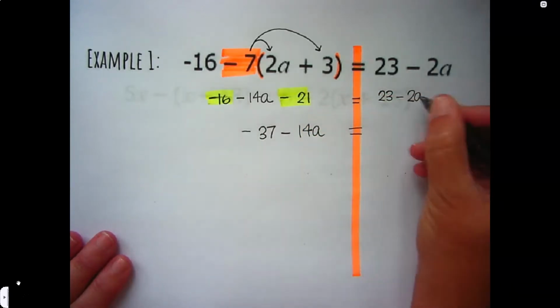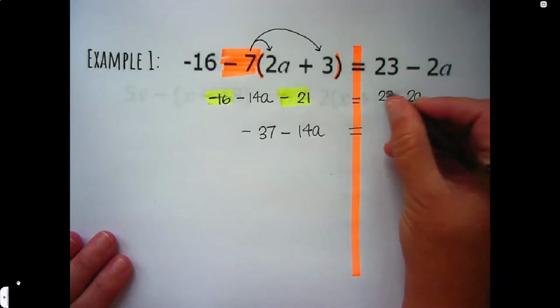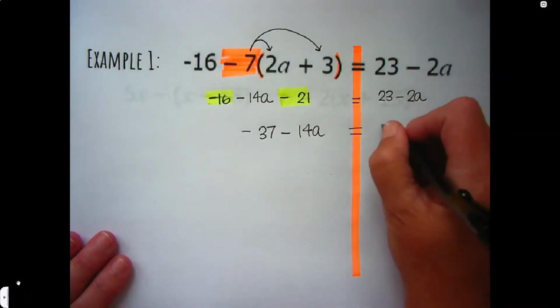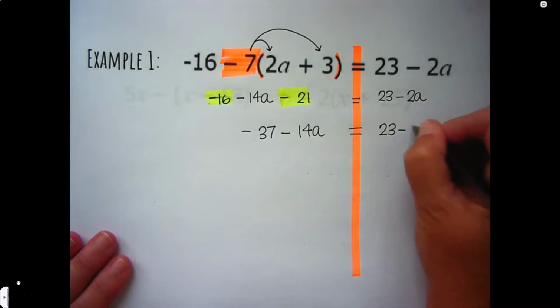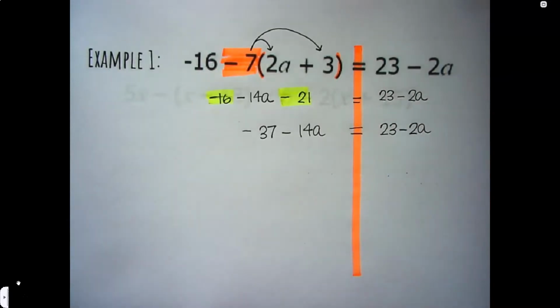On this side, no like terms. This one has no variable. This one does have a variable, so they're not alike. So that's just going to stay 23 minus 2a. So combine like terms that are on the same side. We've got that done.